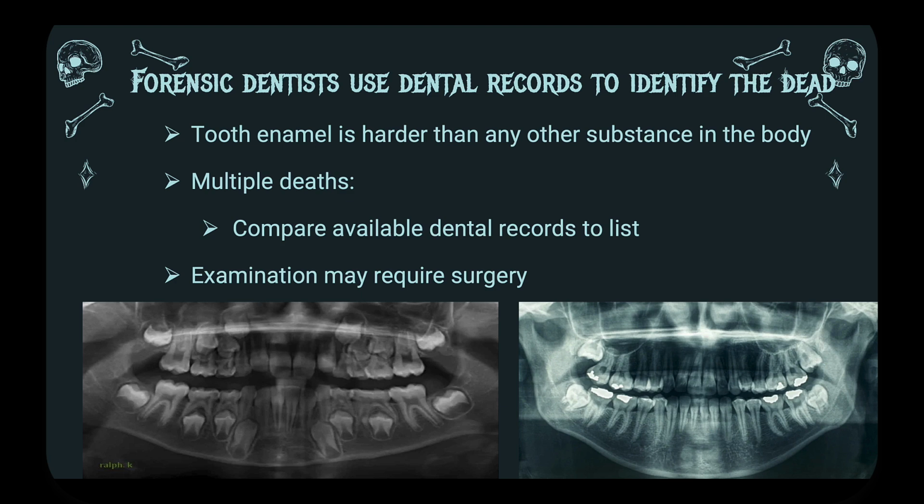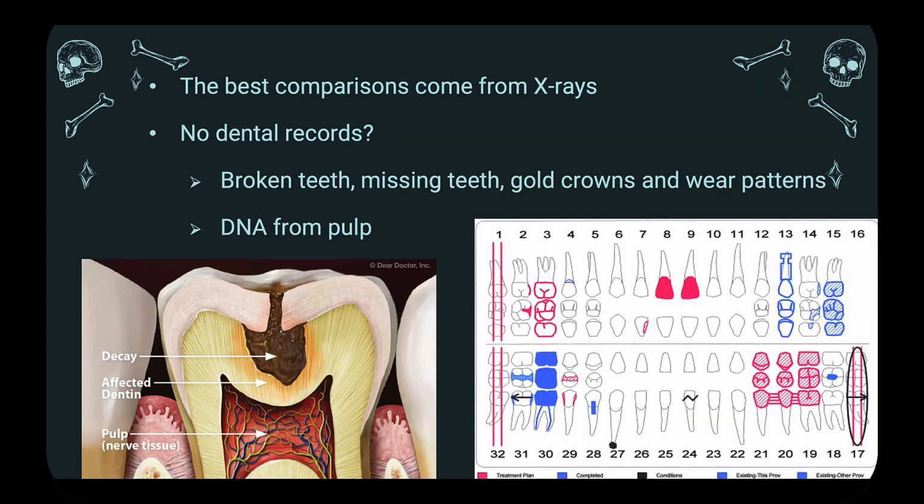If there are multiple deaths, the forensic dentist will receive a list of individuals and compare available records and find a match, hopefully. Examining the teeth of an intact corpse often requires working in a morgue to expose the jaws surgically. Even if only a few teeth are available, a forensic dentist can still make a positive identification.